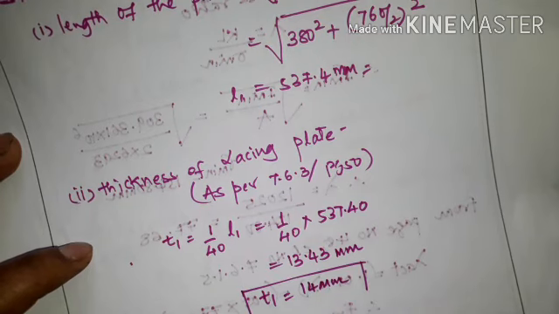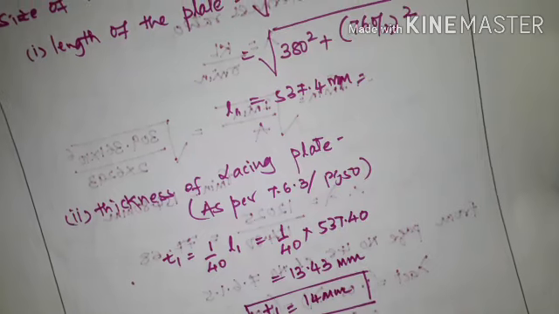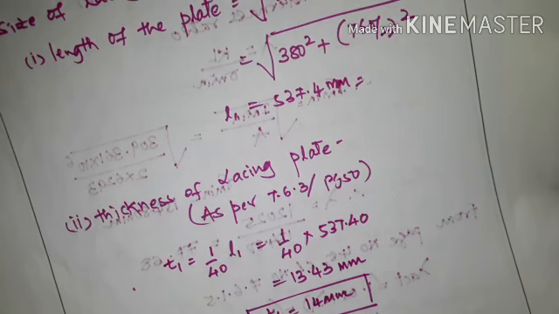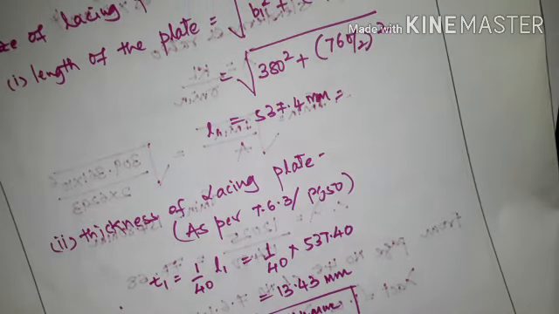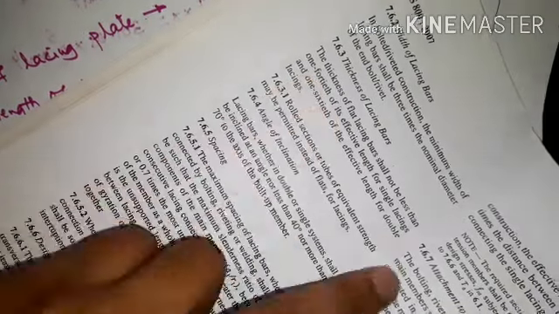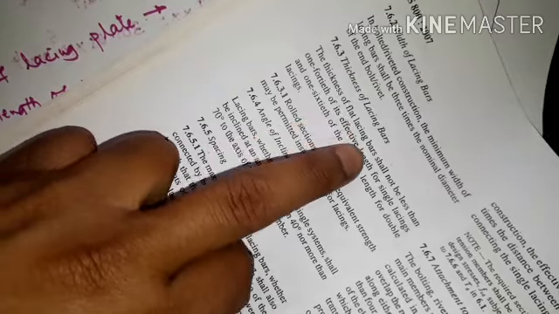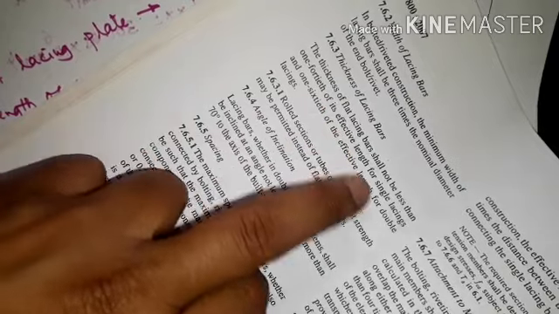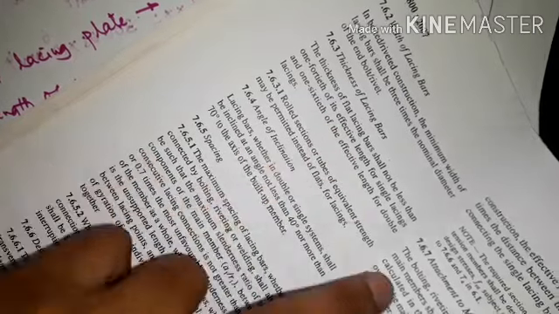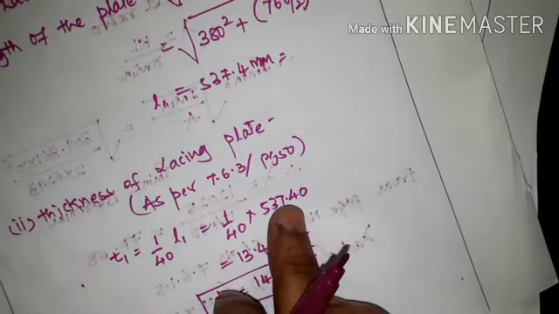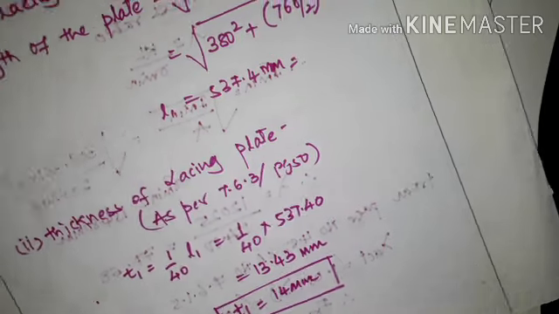So the thickness of the lacing plate that we have to provide is 14 mm, and that clause we again have to refer on page number 50. I'll just show you. Here it is given as thickness of lacing bar. The thickness of flat lacing bars, flat means plate lacing bar, shall not be less than 1/40th of its effective length for single lacing and 1/60th of effective length for double lacing. Okay, we have taken single lacing, so that's why it is 1/40 times the length of the lacing bar.